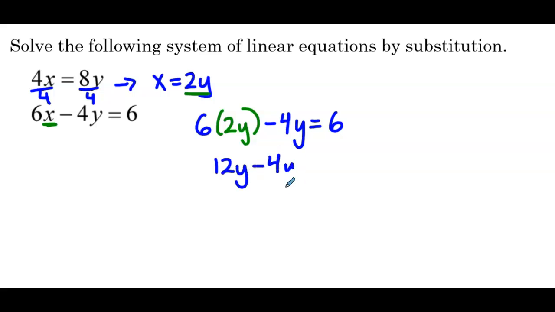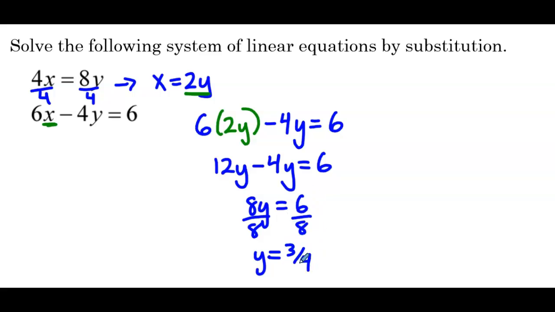So on the left side, we can simplify. 12y minus 4y equals 6. 8y equals 6. Divide both sides by 8. y equals, in simplest terms, 3 over 4. So we have the y coordinate. Now we need to find the x coordinate.